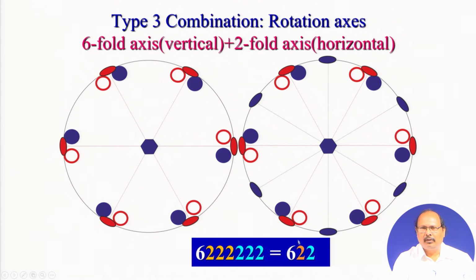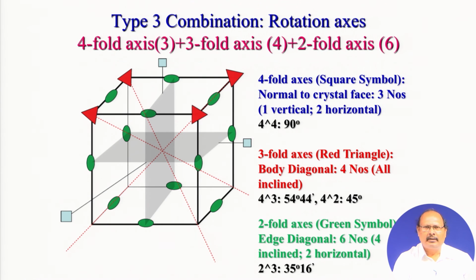So, the symbol that is used here is 622, where the 2 which is in the horizontal plane are distinguished because they are not equivalent horizontal two-fold axes. Okay. Now, we come to the 2 remaining ones here.